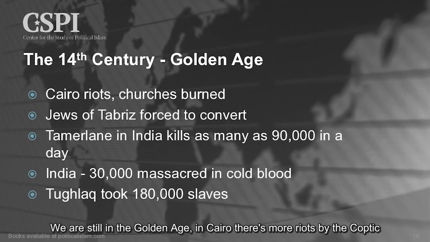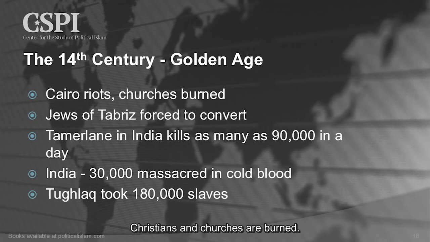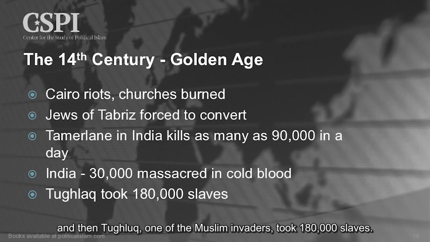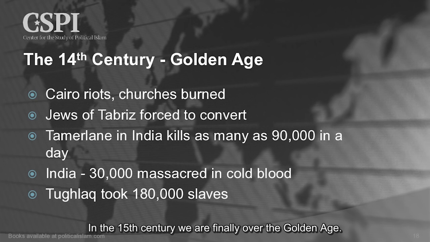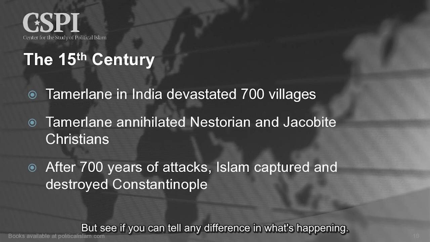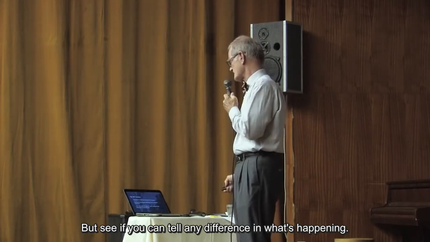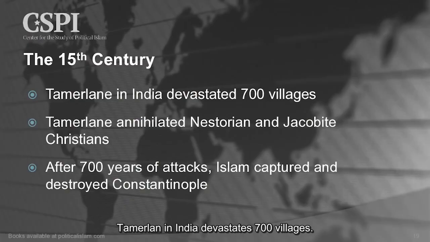In Cairo, there are more riots by the Coptic Christians, and churches are burned. Forced conversion of Jews in Tabriz. And Tamerlane kills as many as 90,000 Hindus in a day. In India, 30,000 are massacred in cold blood, and then Talik, one of the invaders, a Muslim, took 180,000 slaves. In the 15th century, we're finally over the Golden Age, but see if you can tell any difference from what's happening. Tamerlane in India devastates 700 villages.